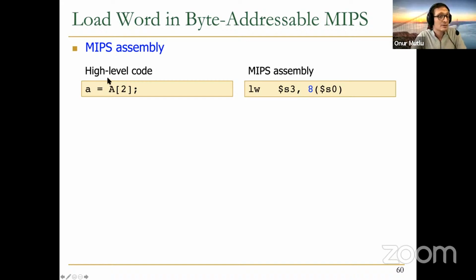That's why we need to multiply the index by the number of bytes in an element. That's why this is 8 over here. Basically, if you want to convert this high-level code that loads a word, which is a 32-bit element, into byte-addressable MIPS, you need to translate it into this. This means that, assuming the base address A is stored in S0, you add 8 to it, and that's the address of the word. Then you access memory with that address, and the data value is the element that you're looking for.